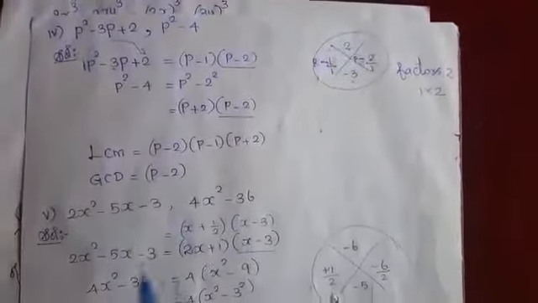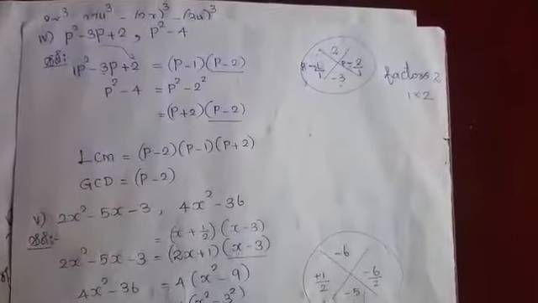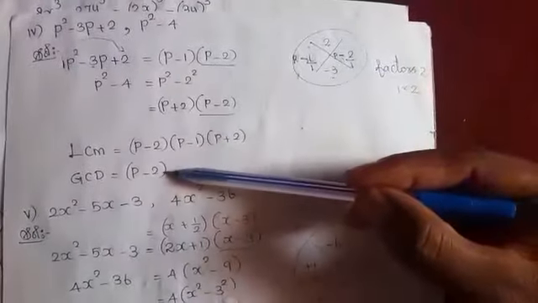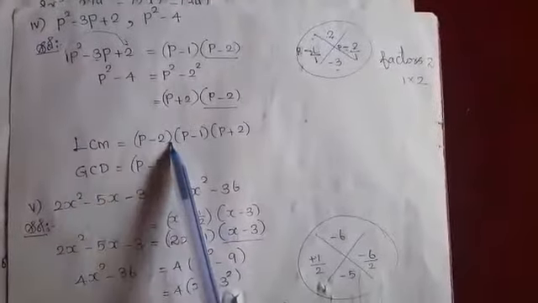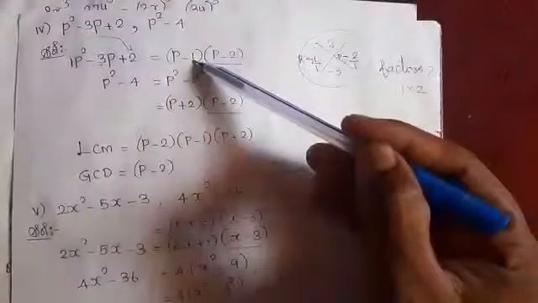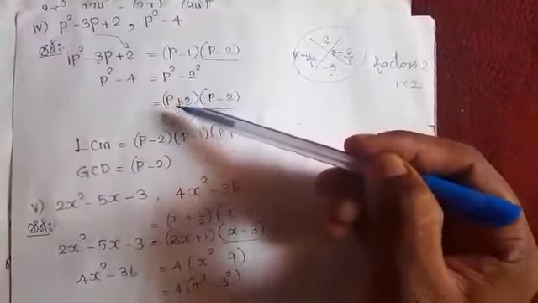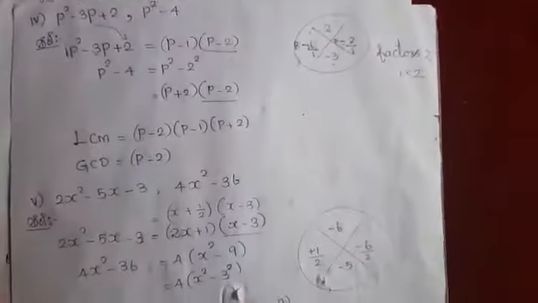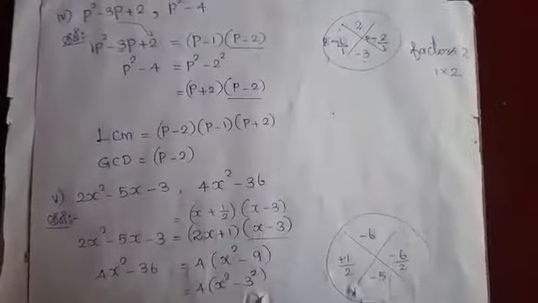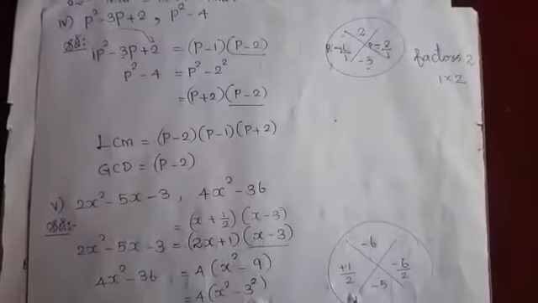Now first we find the GCD. GCD means greatest common divisor. P minus 2 alone is the greatest common divisor. For LCM, you write the p minus 2 first, next you write the remaining terms: p minus 1 into p plus 2. This is the LCM. GCD means the compulsory common factor. LCM, it's no problem, you can join the remaining terms also.